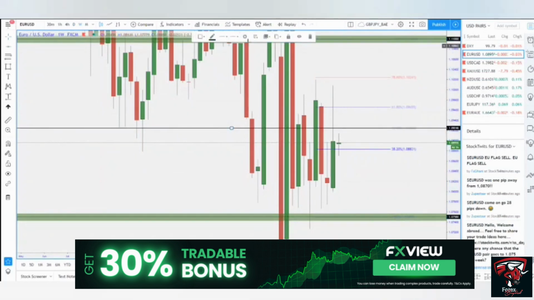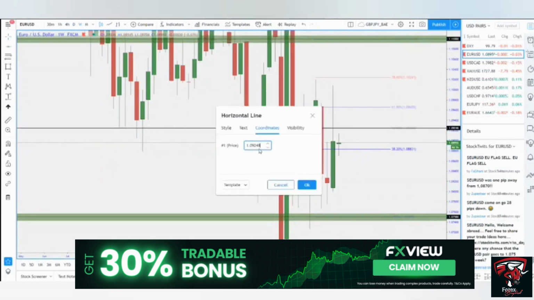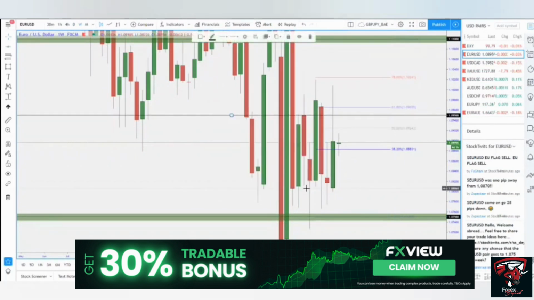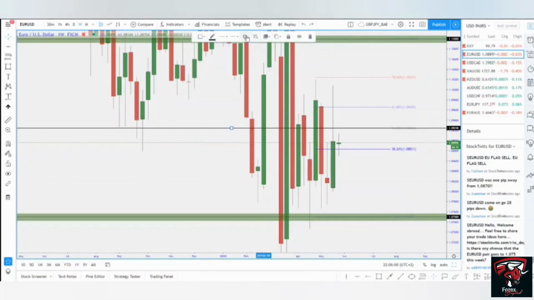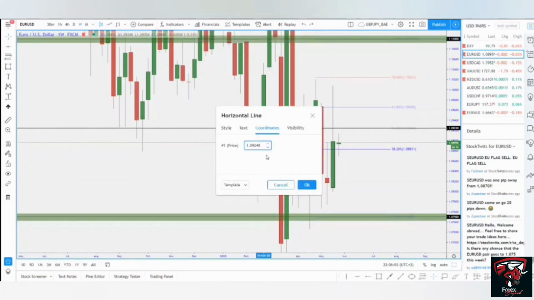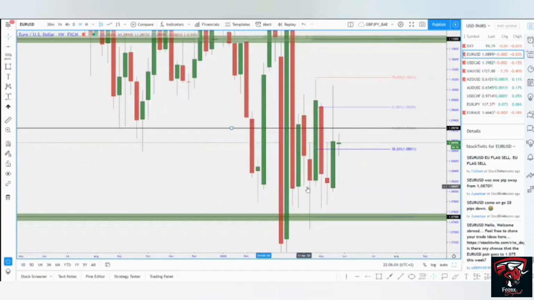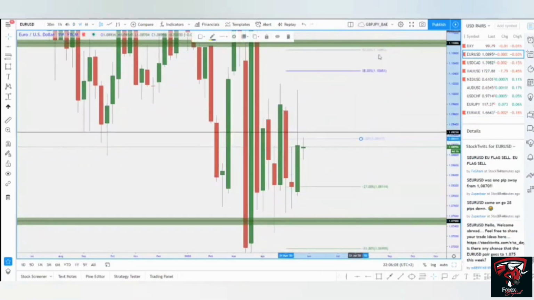So that is 1.09248. So I would rather just make it 1.095. Okay, that's too far. Let's maybe try again. So that's 25 actually. So that's 25. Beautiful. Lock. And then from there, you can drag, do the same thing to the next level.